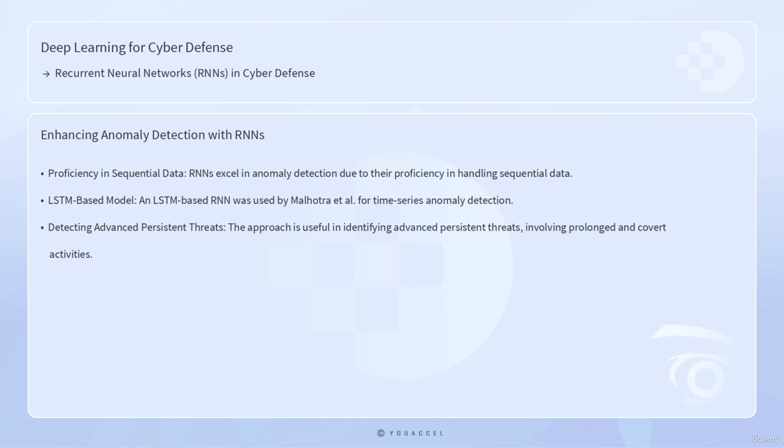A notable example is the work by Malhotra et al., where an LSTM-based RNN was used for time series anomaly detection. The model was trained on normal operational data and was able to detect anomalies by recognizing sequences that deviated significantly from the learned patterns. This approach is particularly useful in identifying advanced persistent threats, which often involve prolonged and covert activities.